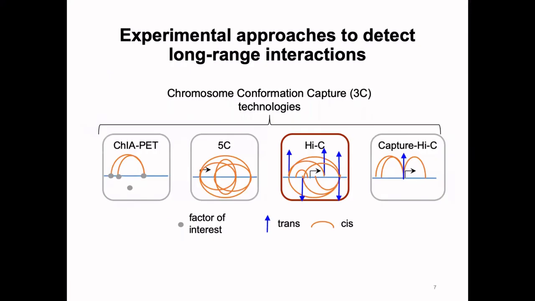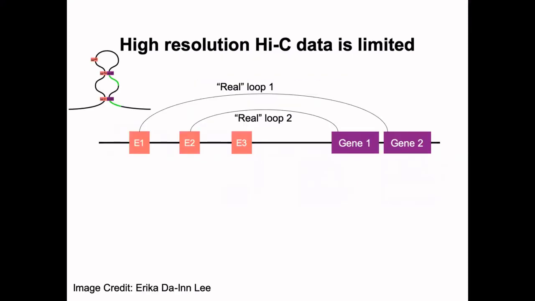And so there are a number of different experimental approaches to detect long-range interactions. I'm going to be focusing today on Hi-C since it has genome-wide coverage. But as was already alluded to, high-resolution Hi-C data is rather limited. And so here, for example, we have two real loops. And if you did a Hi-C experiment, you would get paired reads, which you would theoretically be able to map enhancer 2 to gene 1, for example, and enhancer 1 to gene 2.